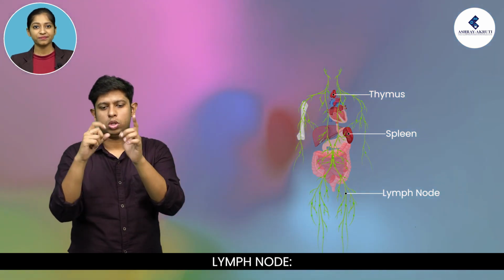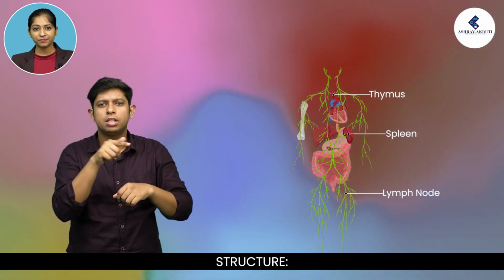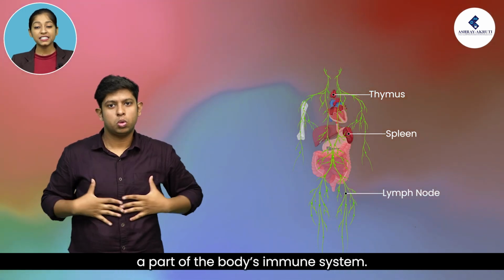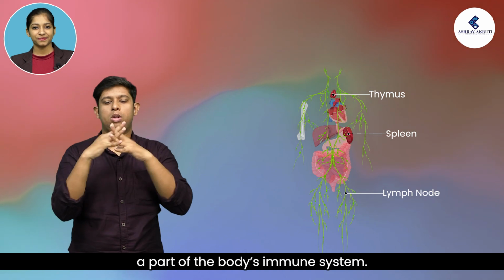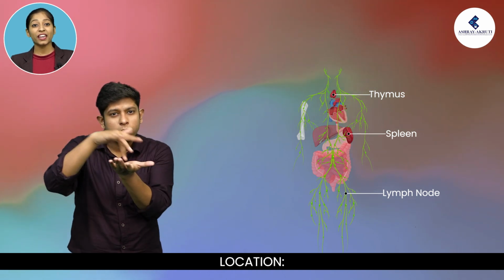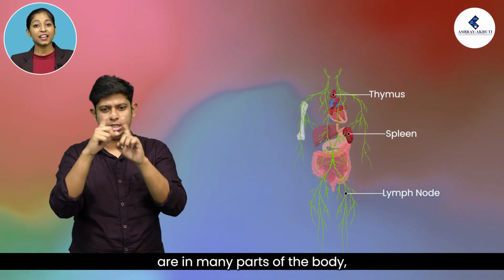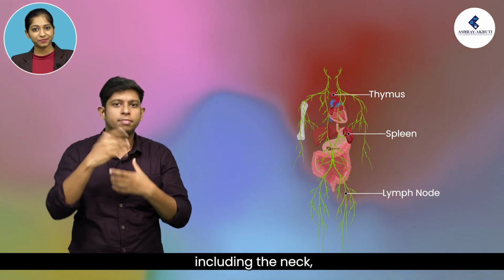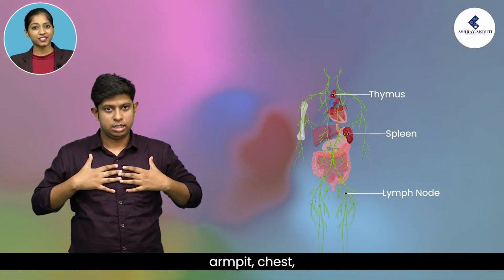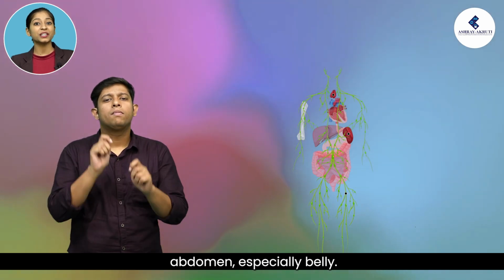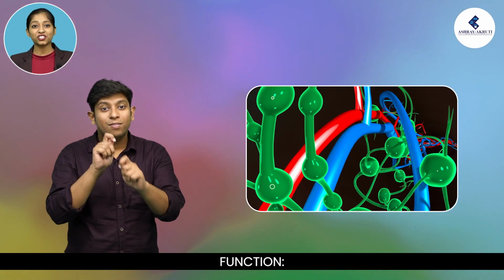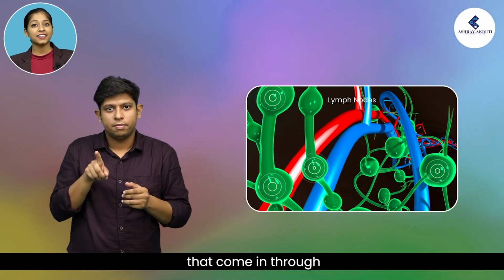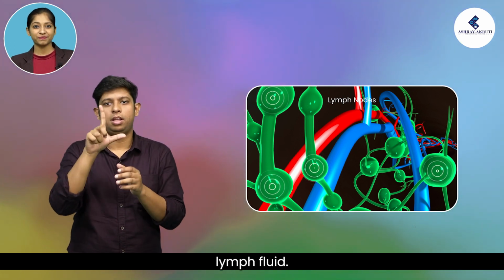Lymph node. Structure. It is a small bean-shaped structure, a part of the body's immune system. Location. Lymph nodes are in many parts of the body, including the neck, armpit, chest, abdomen, especially belly. Function. They contain immune cells and destroy germs that come in through lymph fluid.